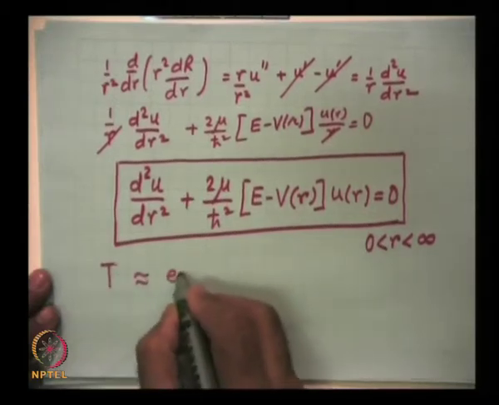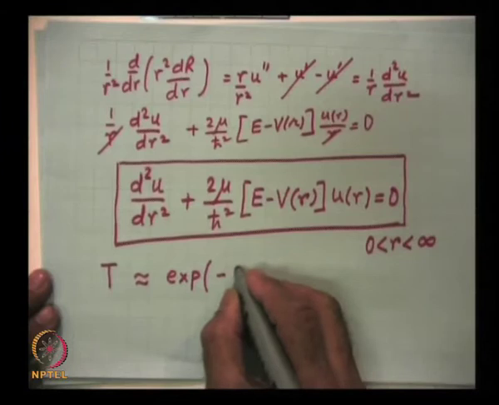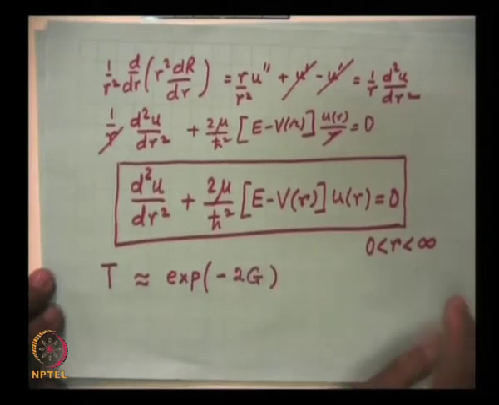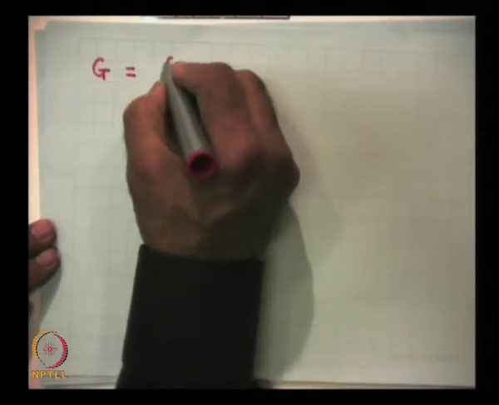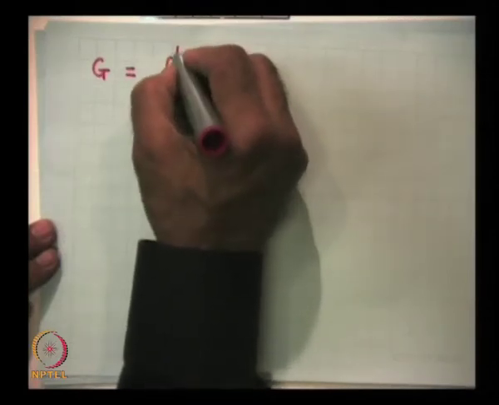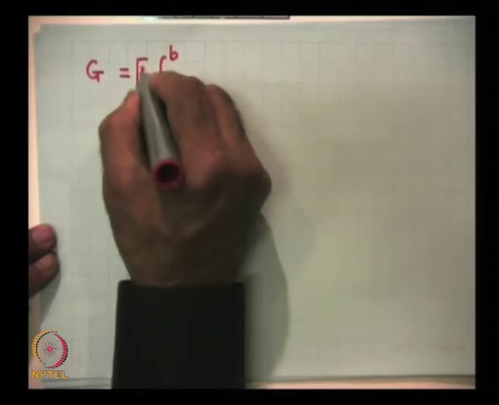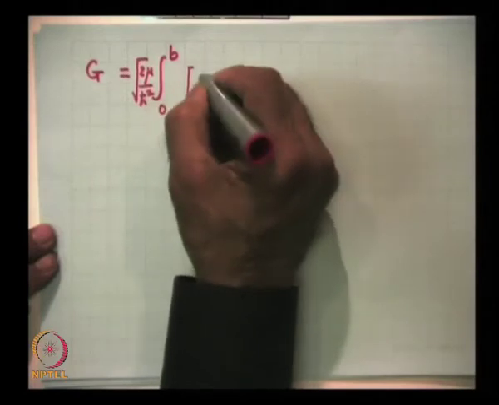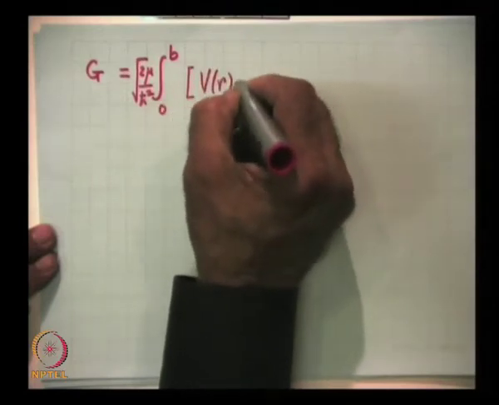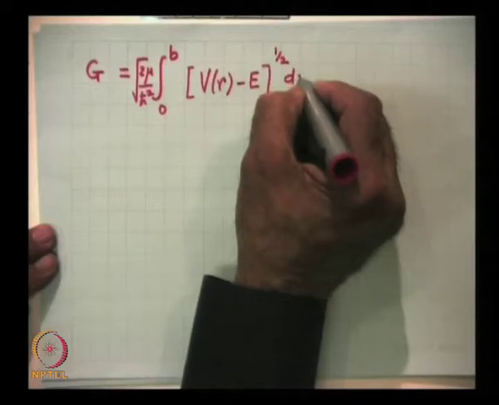Tunneling probability is exponential minus 2g, and let me write down the formula for g. The formula for g is equal to the integral, where one of the turning points is 0 and the other turning point is b, of the square root of 2 mu by h cross square multiplied by V of r minus E, raised to the power of half, dr.